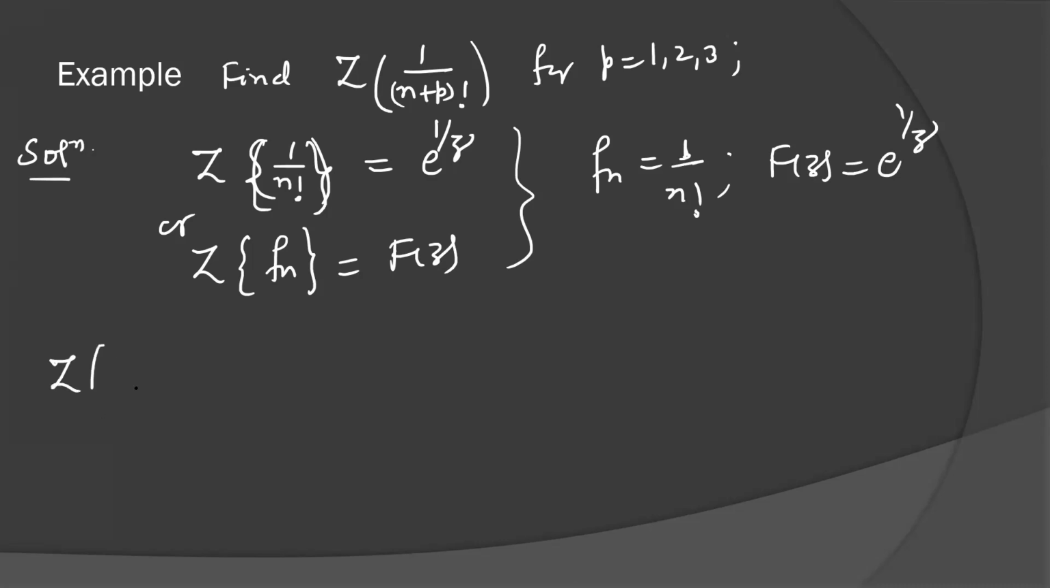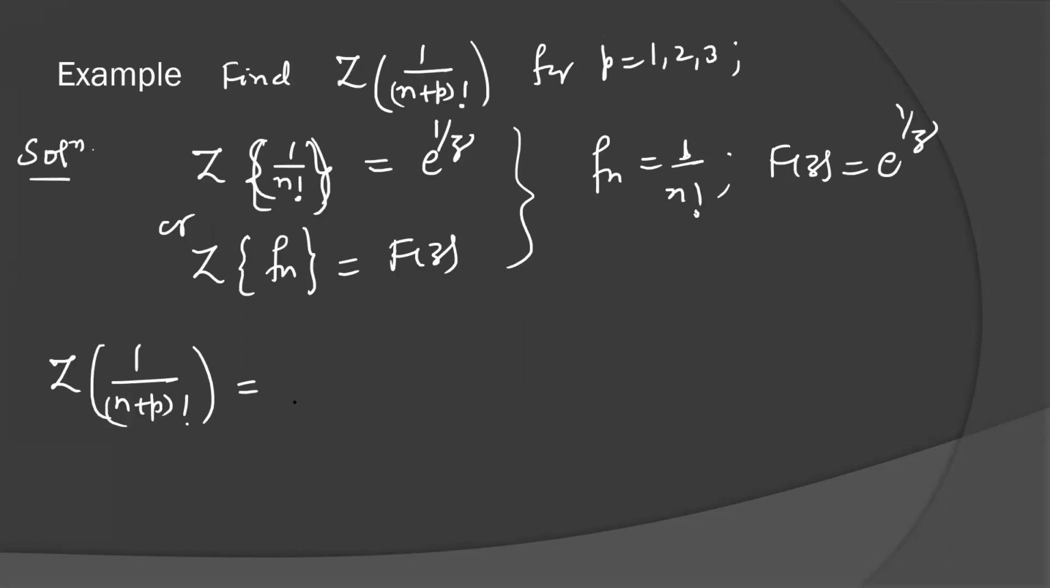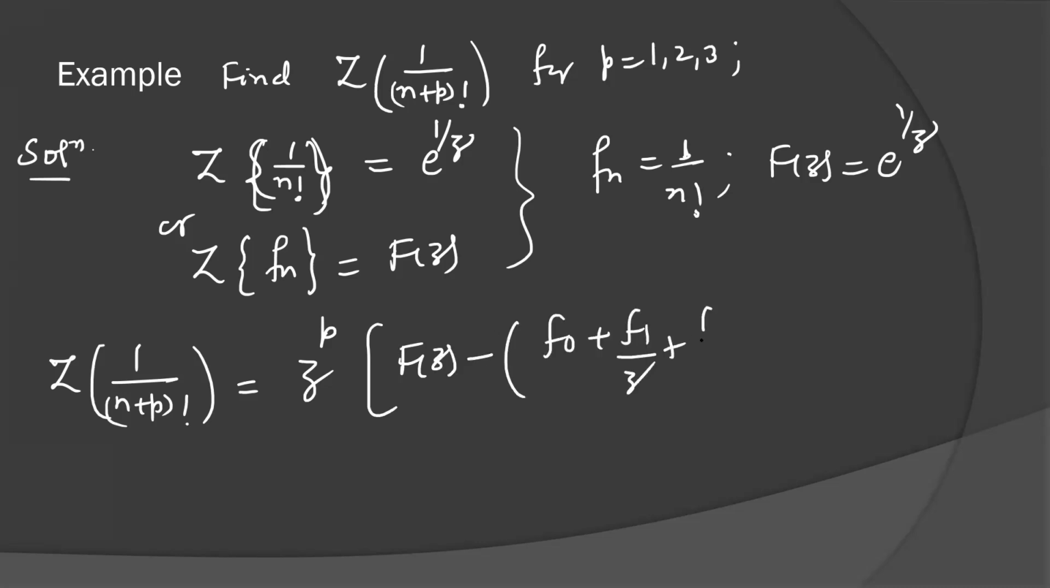Now if you want the z-transformation of 1 over (n plus p) factorial, you have to use this shifting theorem, plus k, and you are using plus p. So up to p you have to go. So if you use this result with p in place of k, it will be z to the power p F(z) minus f naught plus f1 over z plus f2 over z square plus up to f(p minus 1) over z to the power p minus 1. This will be the formula.